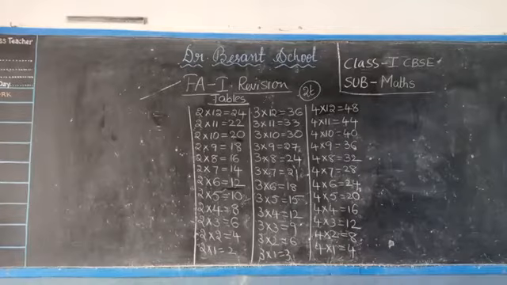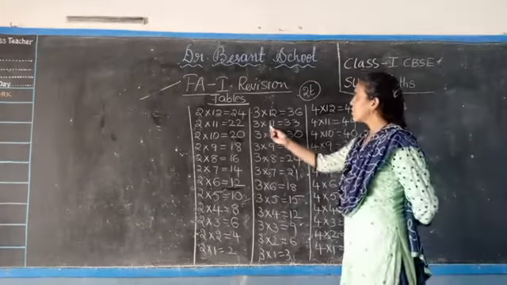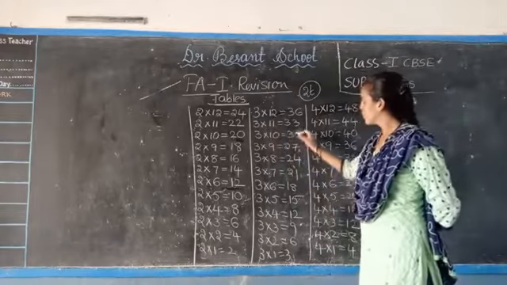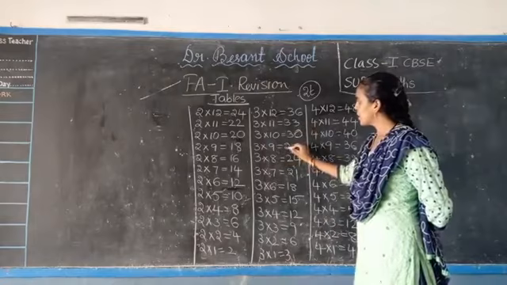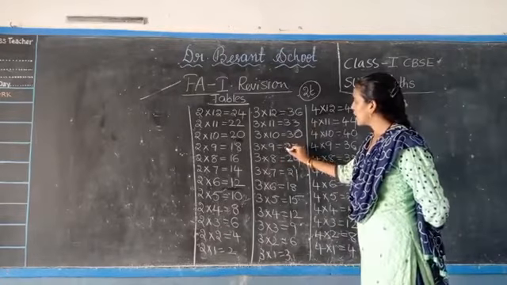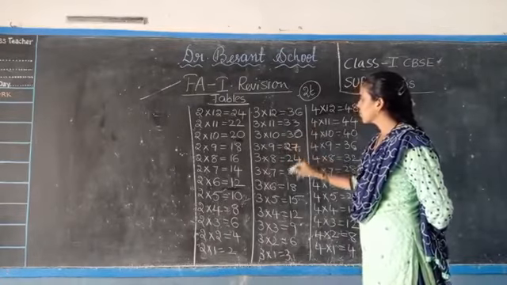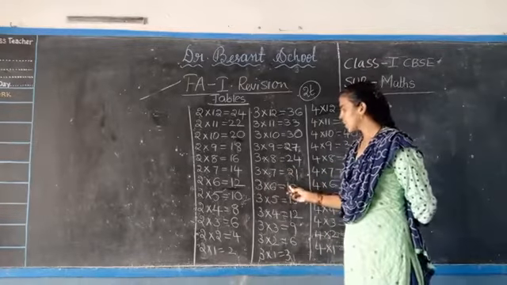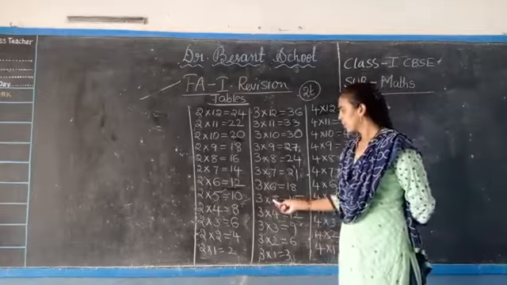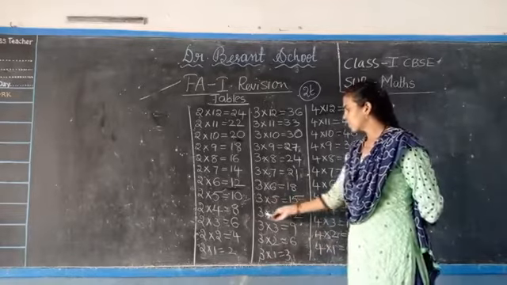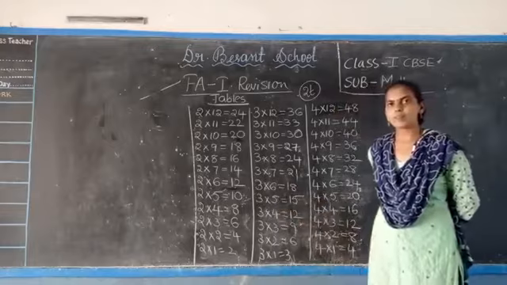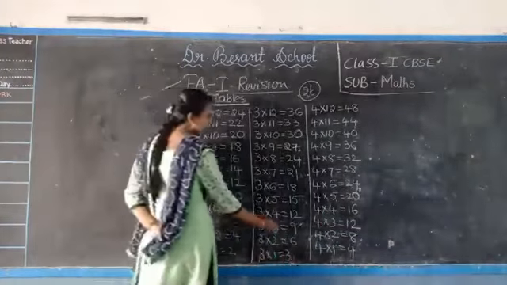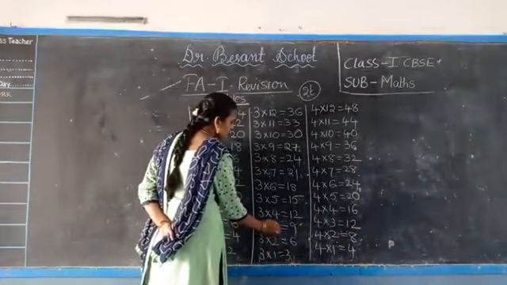3 12s are 36. 3 11s are 33. 3 10s are 30. 3 9s are 27. 3 8s are 24. 3 7s are 21. 3 6s are 18. 3 5s are 15. 3 4s are 12. 3 3s are 9. 3 2s are 6. And 3 1s are 3.